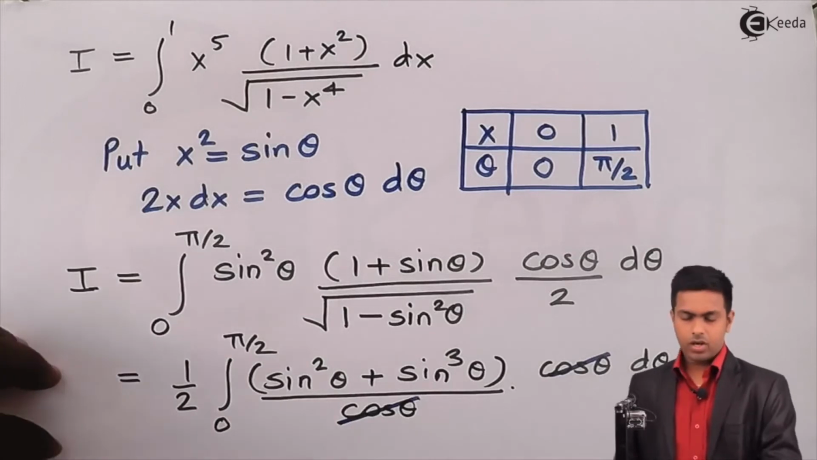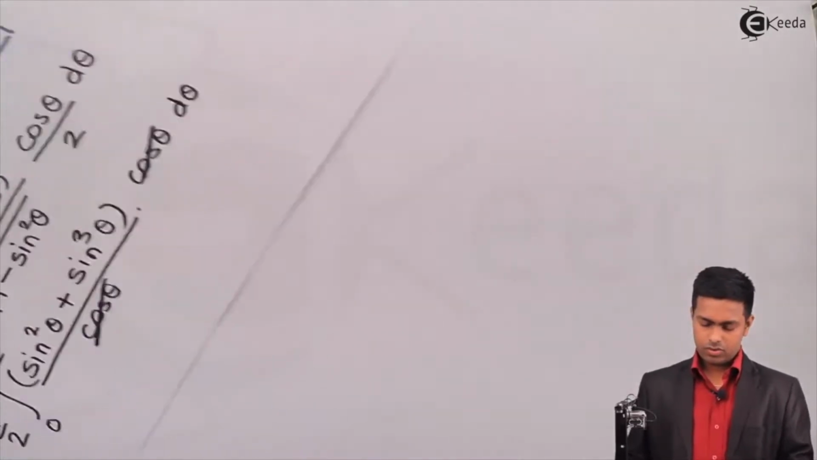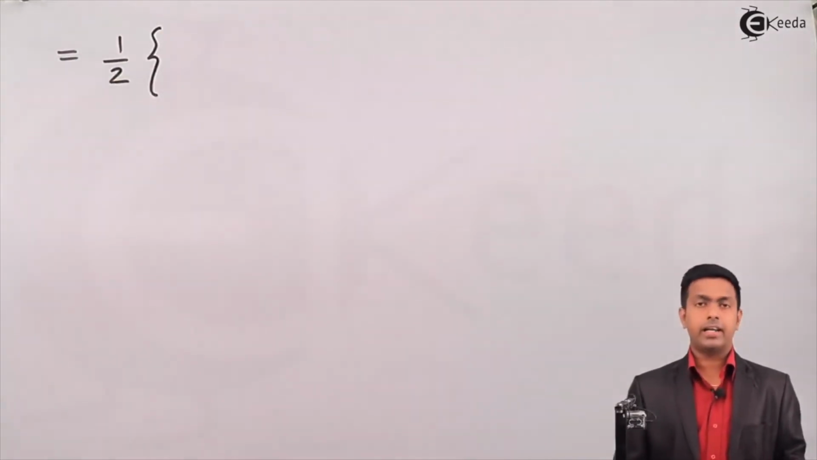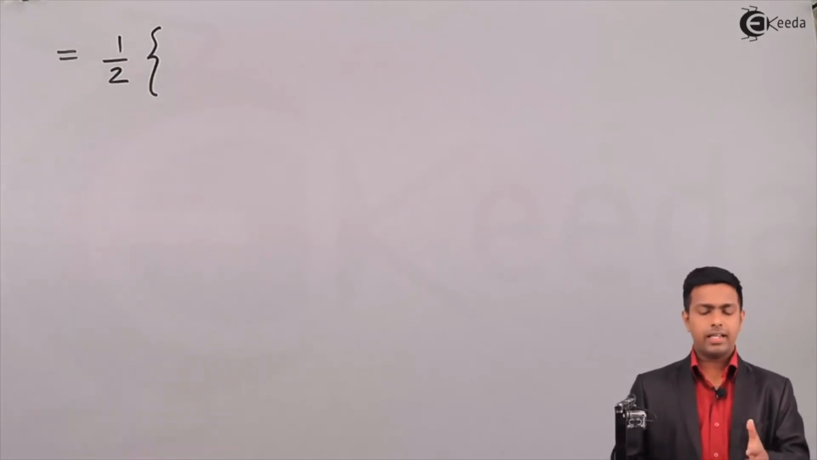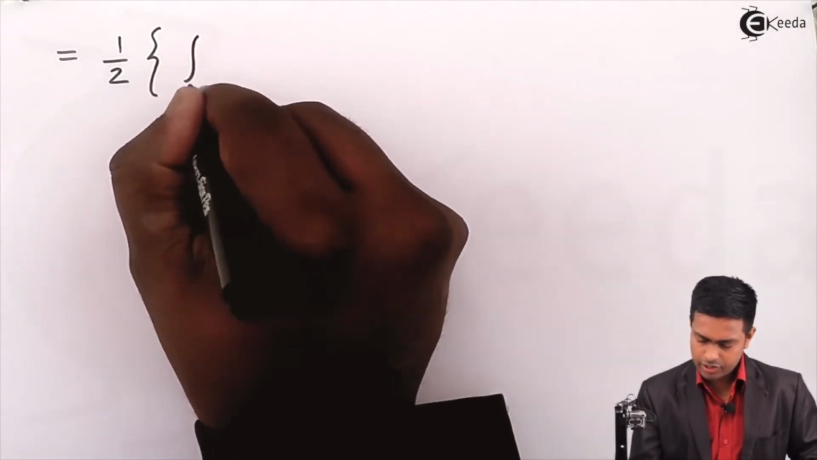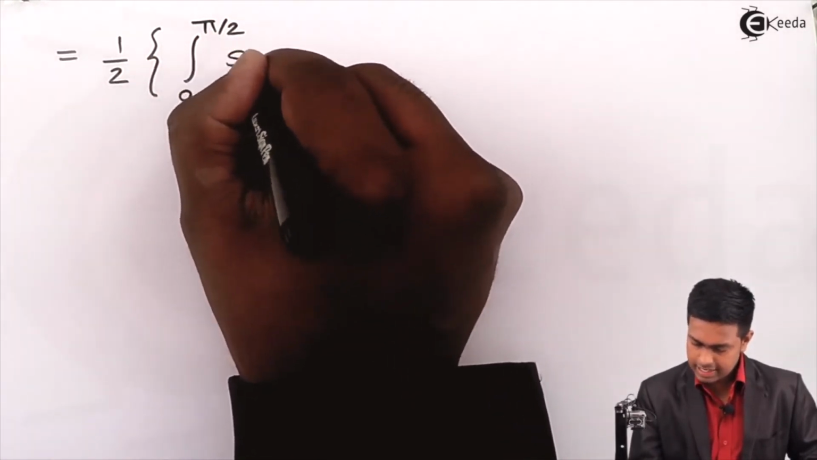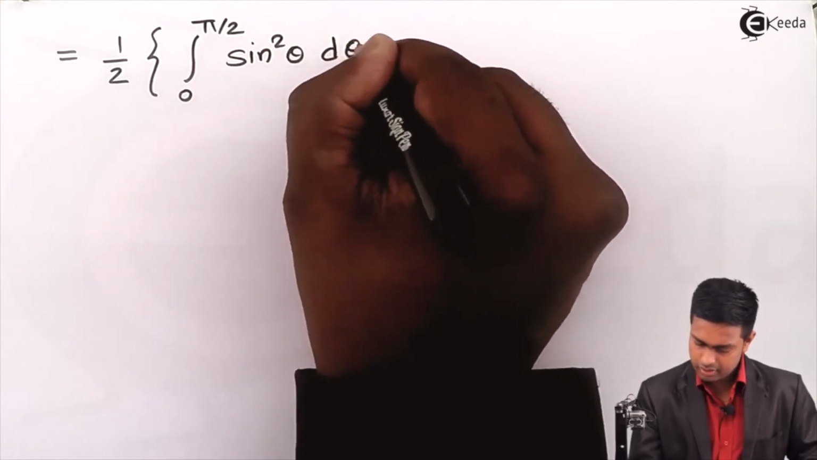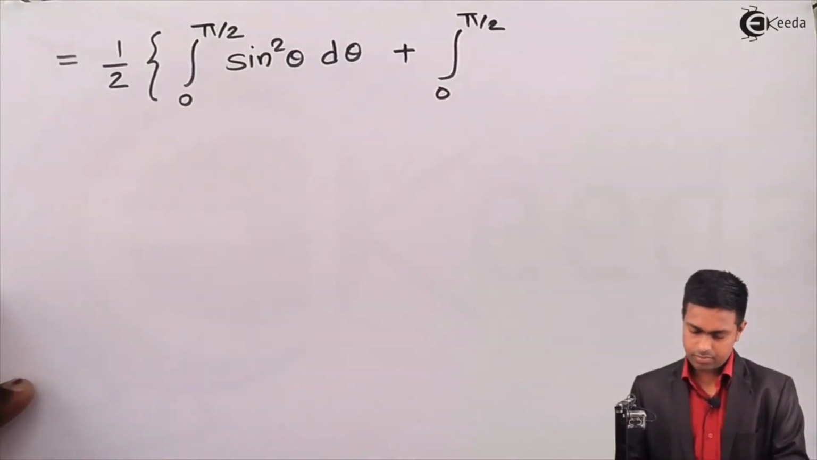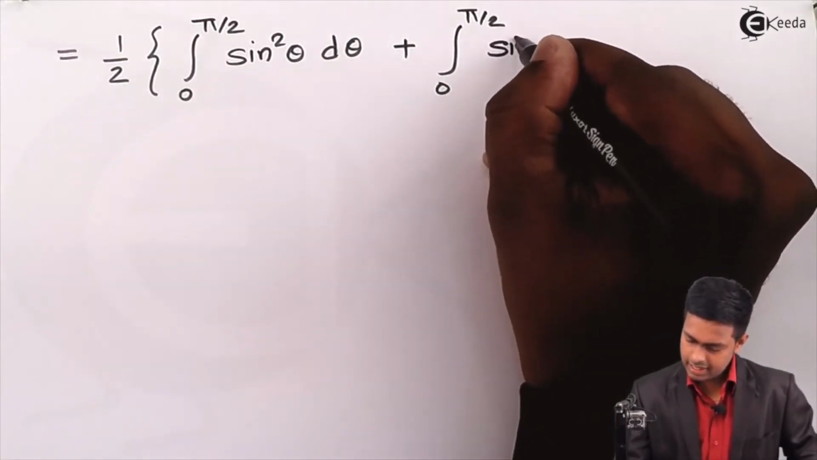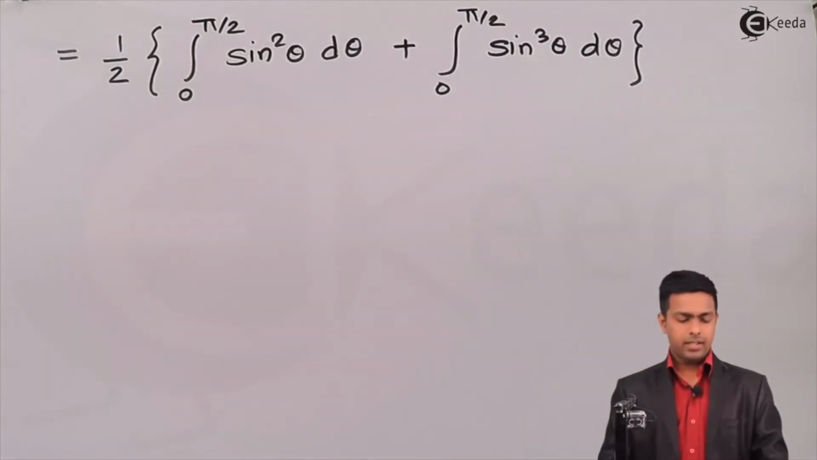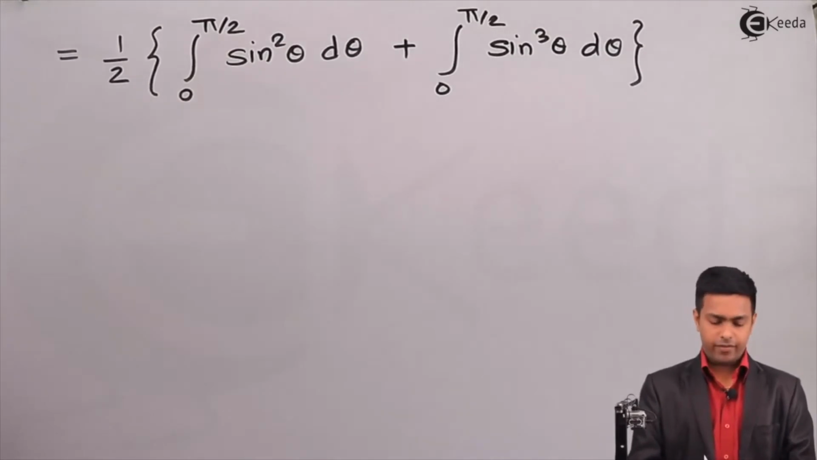So here we'll rewrite the terms. So I is equal to 1 upon 2 outside. Now I'll divide that integration into two parts to apply the definition of beta function separately. So first part will be integration from 0 to pi by 2 sine square theta d theta plus integration from 0 to pi upon 2 sine cube theta d theta. And now guys, if you'll see, then it is matching with the definition.